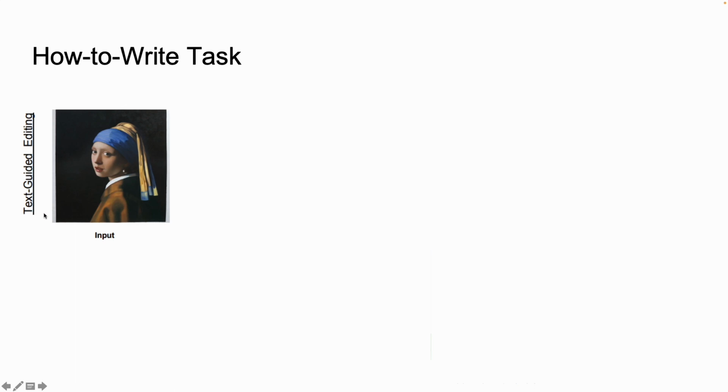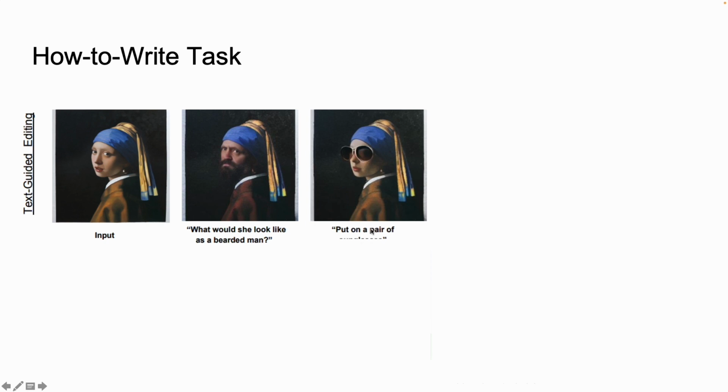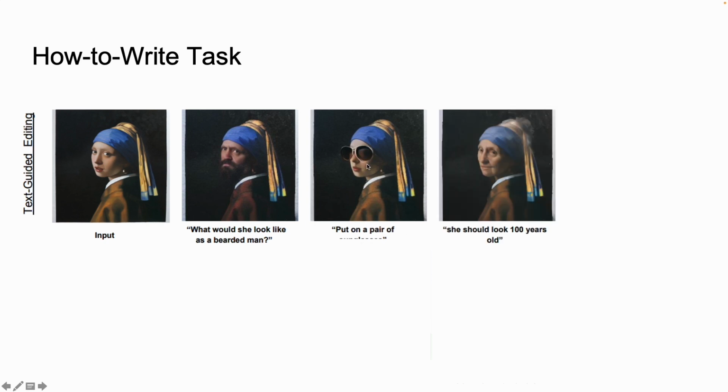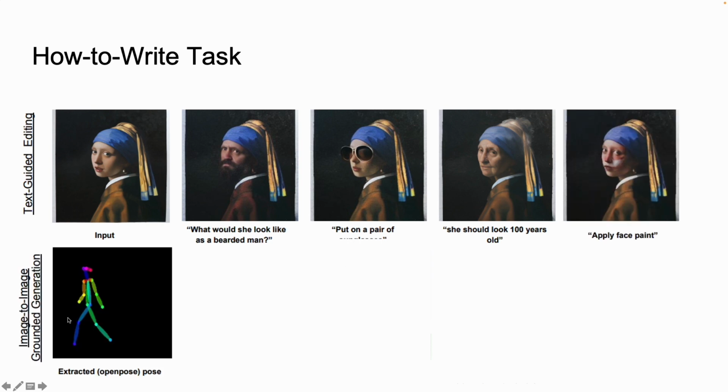Now let's take a look at text guided editing. Here we give the model an image of a woman and ask it to edit it based on our text prompts. So we ask the model what would she look like as a bearded man, and as you can see both the images are very similar, the only change being the one that we asked, that is the editing of the beard. Here are some more examples where we ask it to put on a pair of glasses, there's an age change and some application of face paint.